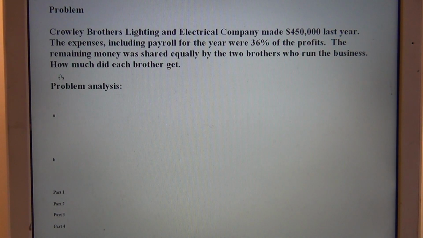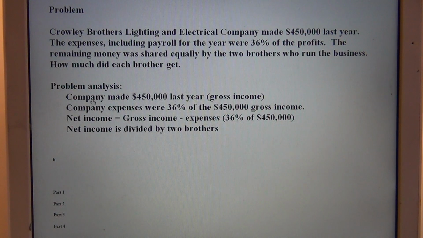Well, interesting problem. This is a tricky one because it has a couple of parts to it. But let's analyze this here. The company made $450,000 last year. That was their gross income. That was all the money they made. But the company had expenses of 36% of the $450,000, or of their gross income. So they made $450,000, but 36% of that was expenses.